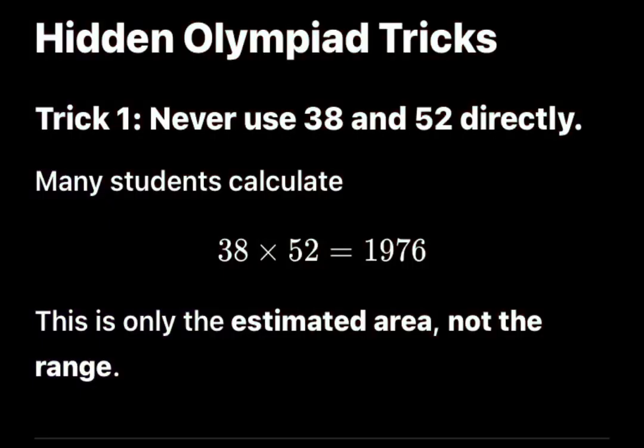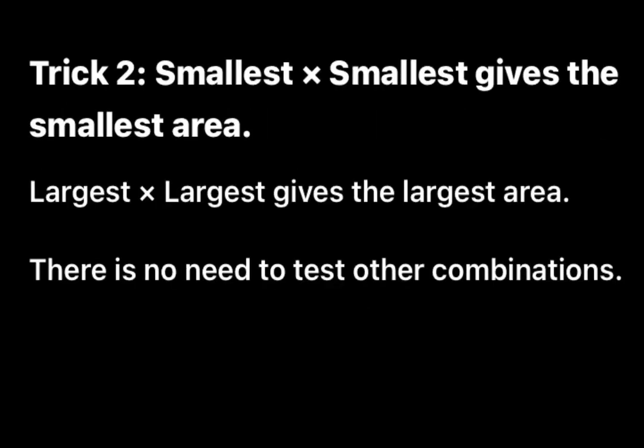Now there are some hidden Olympiad tricks we should take note of. The first trick is never use 38 multiplied by 52, which will give you 1976. This is only the estimated area, not the range. Please take note of this and don't fall into this trap. Trick number 2 is smallest multiplied by smallest will give you the smallest area, while the largest multiplied by the largest will give you the largest area. There is no need to test other combinations.